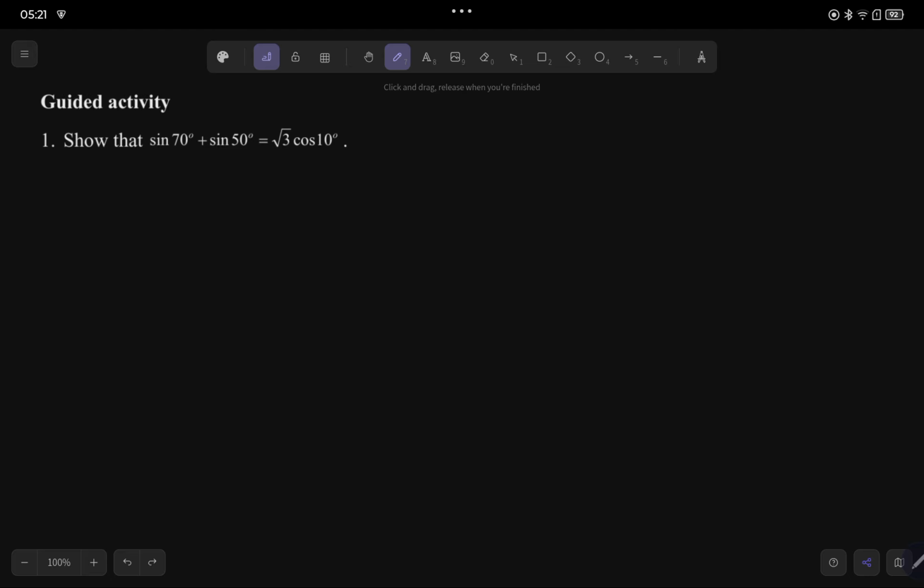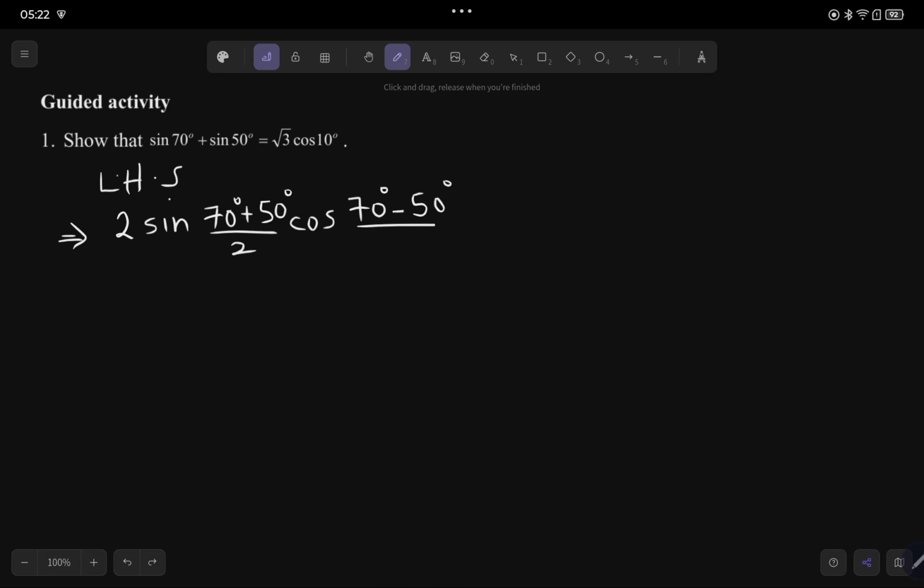Now, this is sine plus sine. So we said for sine plus sine, we shall bring 2 sine, add the angles, 70 degrees plus 50 degrees, divide by 2, then cos of 70 degrees minus 50 degrees, we divide by 2.